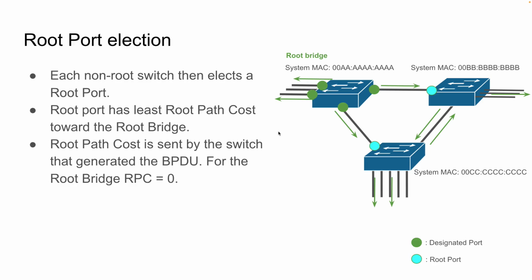Each non-root switch must elect a root port. The root port has the least cost path towards the root bridge. Here it is obvious because the root bridge sends out the so-called root path cost parameter equal to 0, because from the root bridge towards itself the distance is 0. Okay, so both ports denoted as the root port here, on the upper right switch and the bottom switch, become root ports.